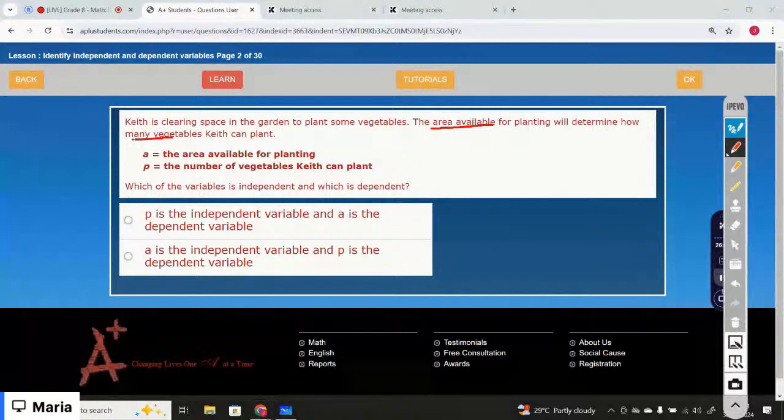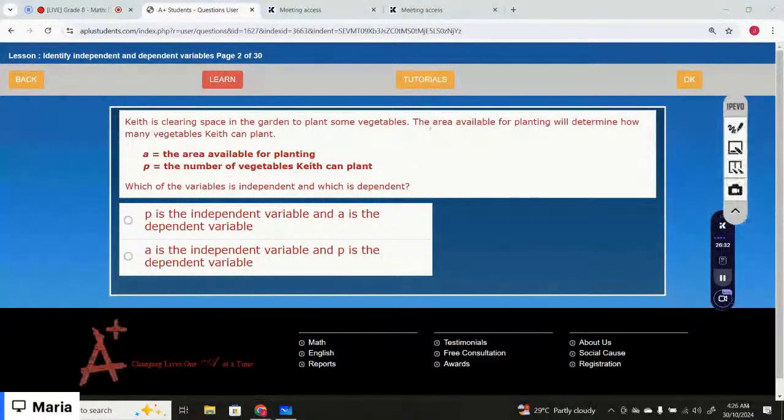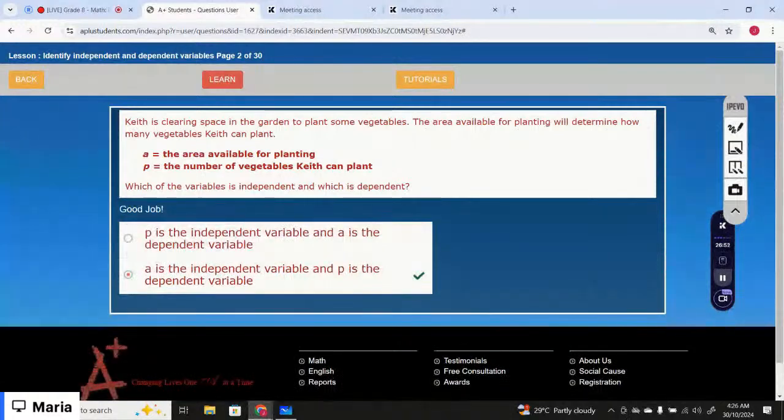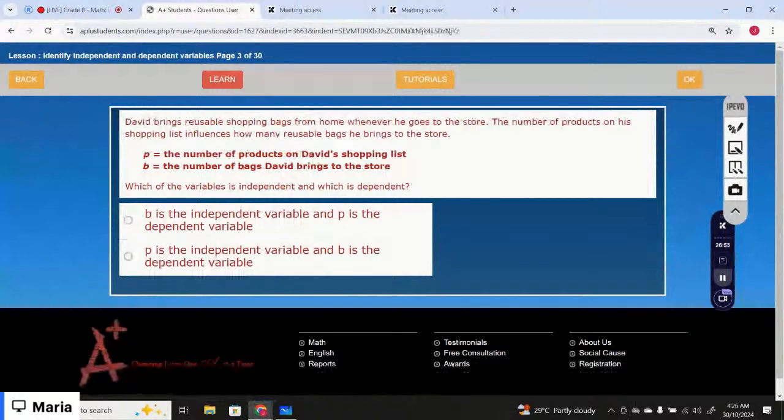That means vegetables are dependent on the area. A is the independent variable and P is the dependent variable. The more the area, the more the vegetables. So A is the independent variable and P is the dependent variable, isn't it? Option number two is the correct option, the second one. Just understand the question first.